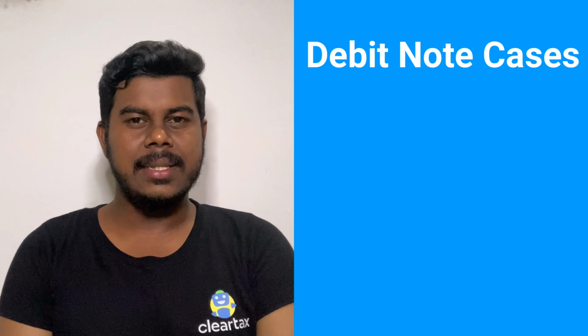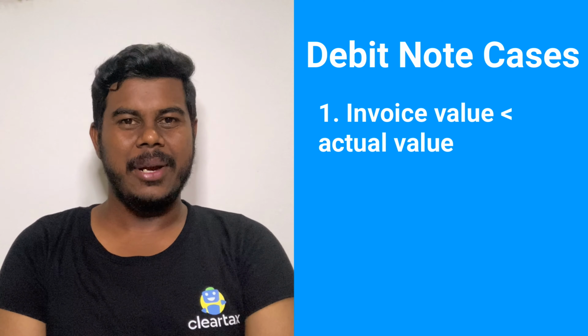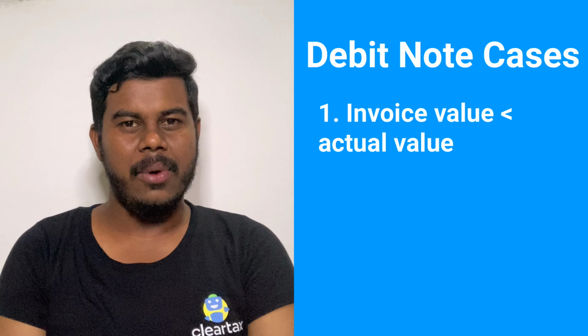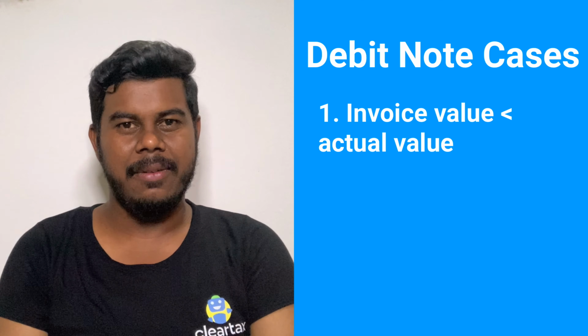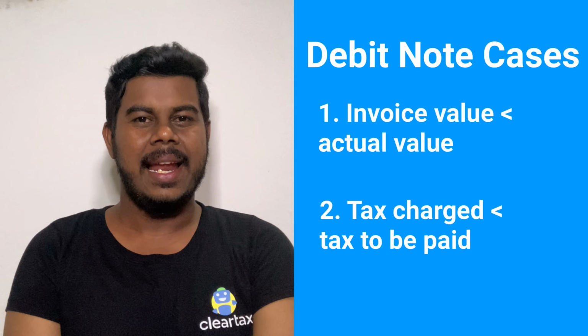The following are the cases where a debit note has to be issued by the supplier. Number 1. Original tax invoice has been issued but the taxable value in invoice is less than actual taxable value. Number 2. Original tax invoice has been issued but the tax charged in invoice is less than actual tax to be paid.